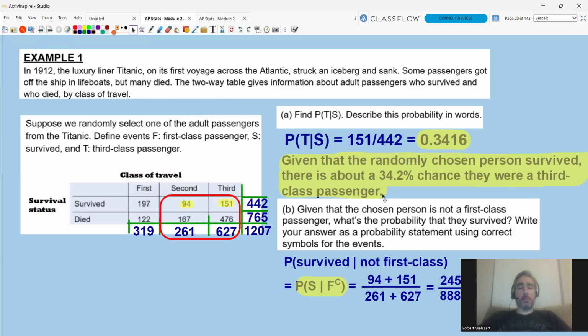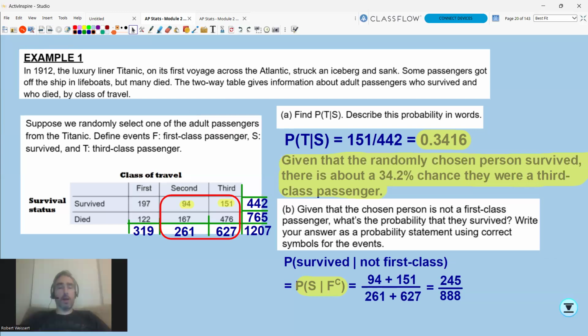And that's going to be the combined 94 and 151 divided by the combined 261 and 627. Because we're doing not first class, that means the second and third class. And that'll give you 245 out of 888, which gives you about 0.2759. So about 27.59% of the second and third class passengers survived the Titanic.